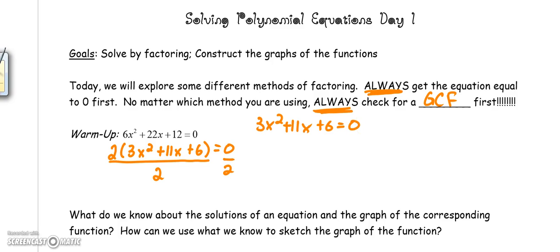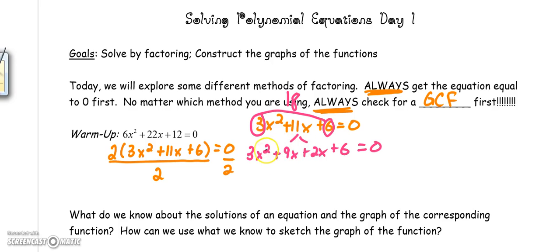Now I'm going to use the split the middle or Batman method to solve this. So I need to multiply the 3 and 6, which gives me 18. Then I need two numbers that multiply to 18 and add to 11. I know 9 times 2 is 18. 9 plus 2 is 11. So I'm going to bring down the first term and the last term. And I'm going to split up my middle term into 9x and 2x.